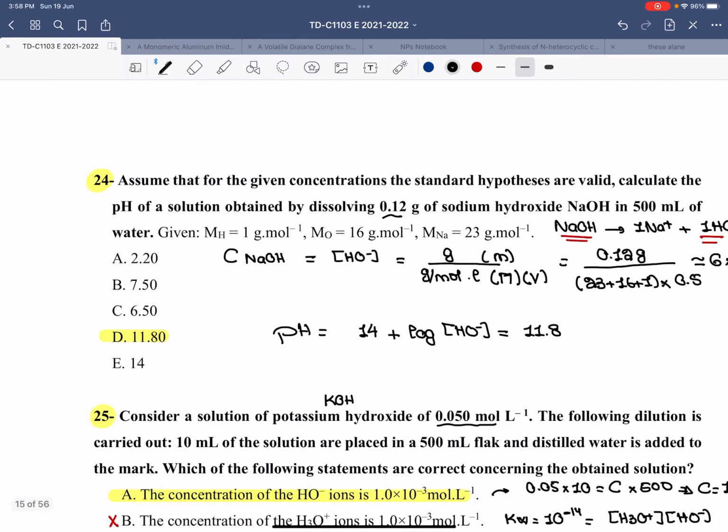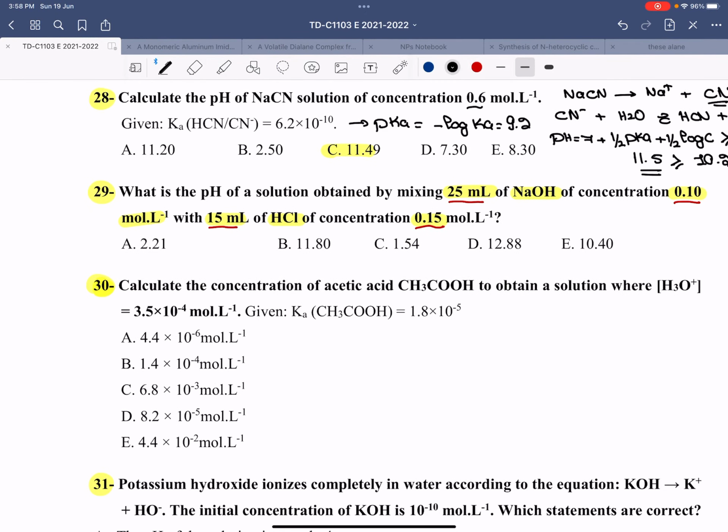Back to the question. 11.8. That's it. This is 29. Okay? Now it's 30. Calculate the concentration of acetic acid, CH3COOH, to obtain a solution where H3O plus is equal to 3.5 times 10 to the power negative 4. They gave you the value of H3O plus, basically they gave you the value of X.